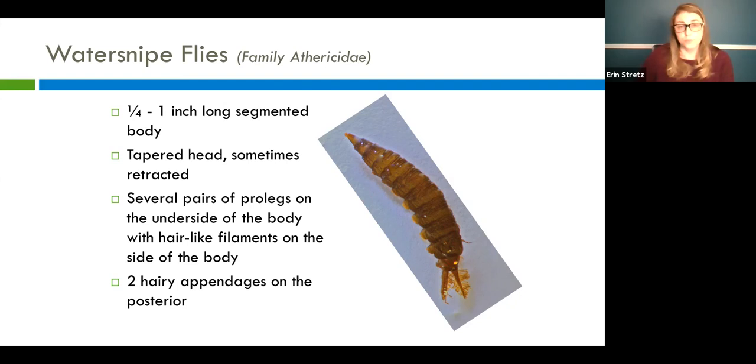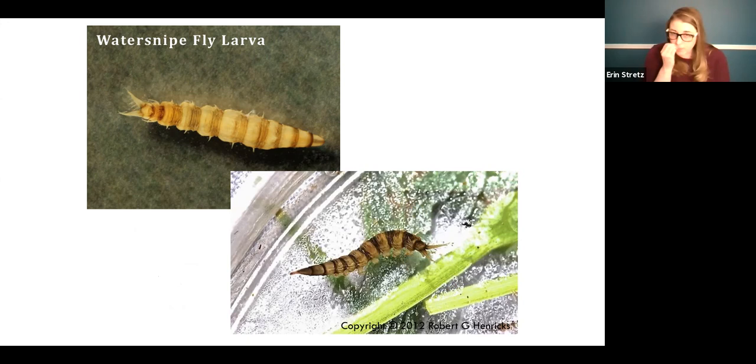So here, this bottom image is another look, kind of a side profile of those prolegs. You see them sticking out on the bottom of the organism. In both of these images, we have that pointy head up top. The head is retracted in this top image and it's kind of sticking out in that bottom image. So the head is really, really small. And then we have that V shape at the end of the body.